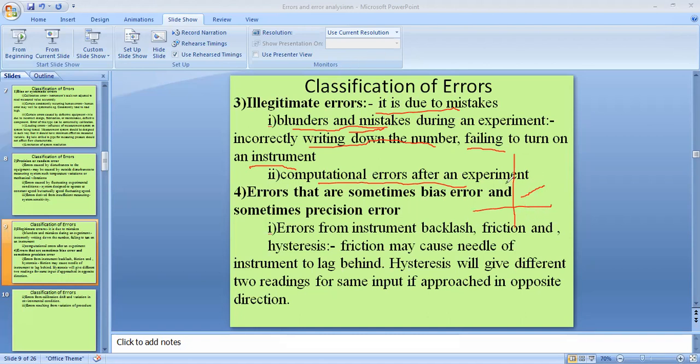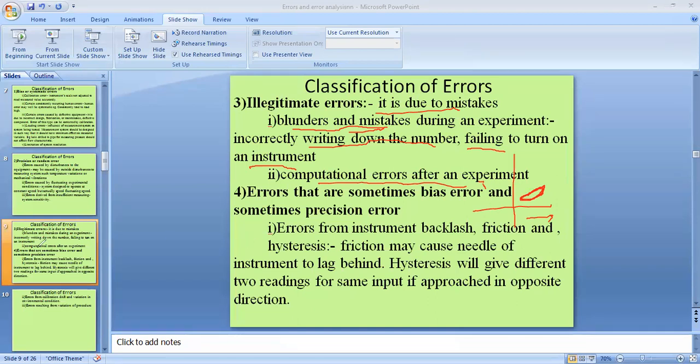Suppose this is the value indicated on the instrument, and this is the actual value. When I go on increasing the value, it will have a certain value. If I go on reducing the value, I get a different curve. So this is called what? Hysteresis. When we go for rising the value you read one thing, and when you come down from the high value to the low value, it gives a different reading. That is called hysteresis. This type of error is neither bias error nor precision error. So it is a combination of the two.